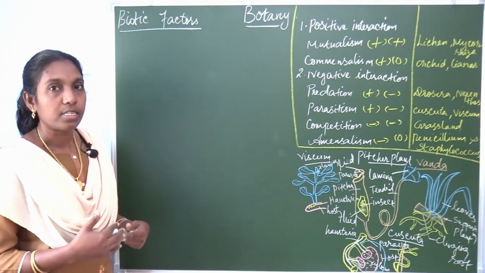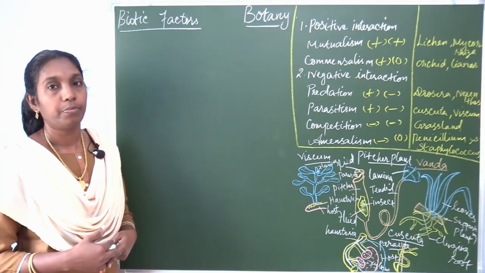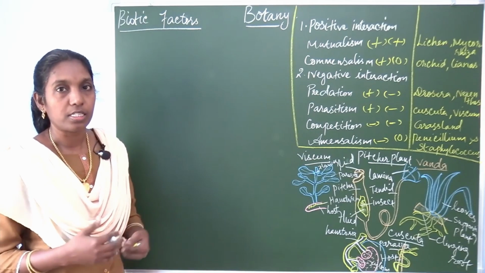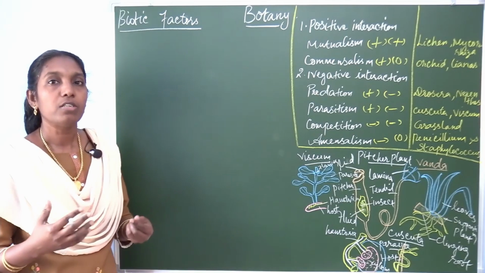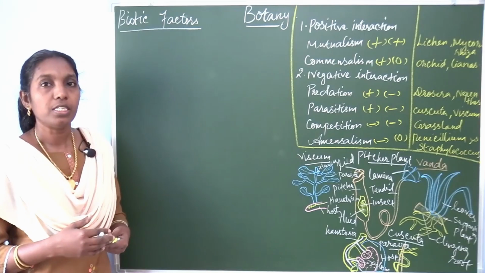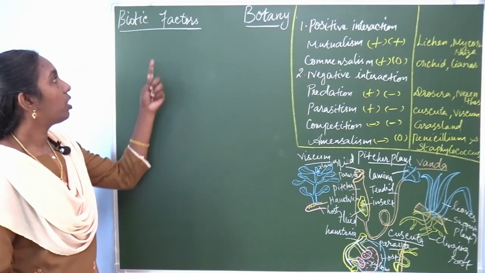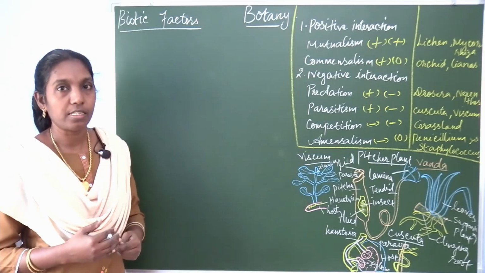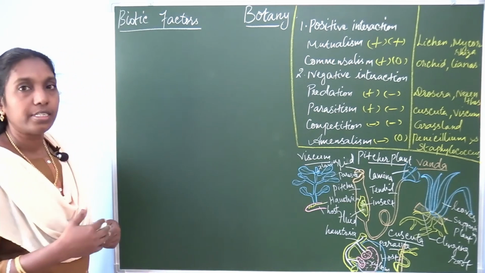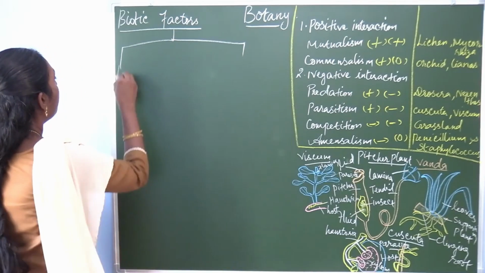Today you are going to study the biotic factors in ecology. What are the biotic factors? These plants and animals, these living organisms, interact with each other. The plants which live as a community influence one another. Likewise, the animal species also affect the ecosystem. The biotic factors are broadly classified into two different types: positive interactions and negative interactions.